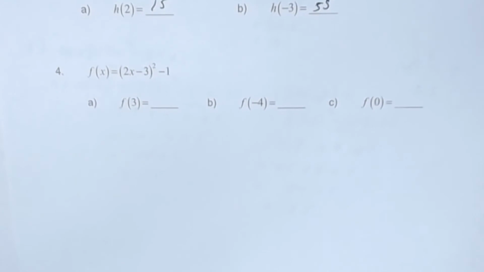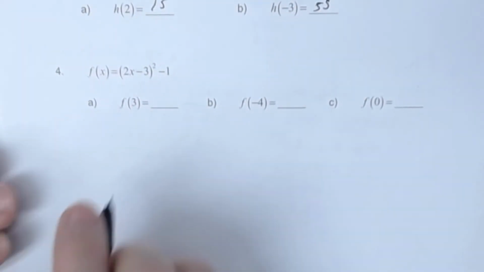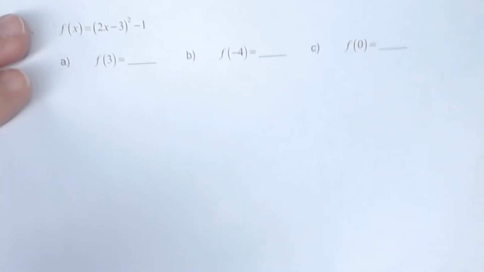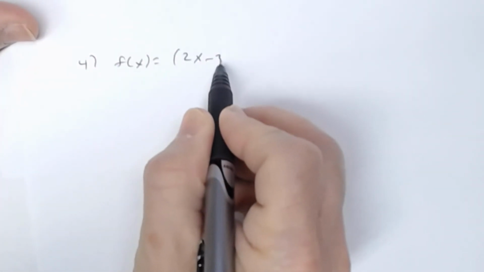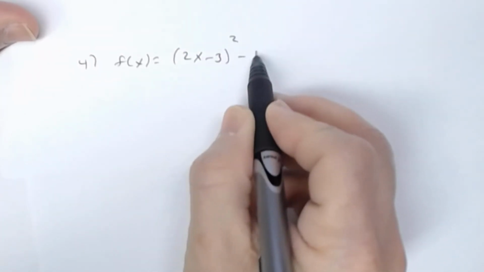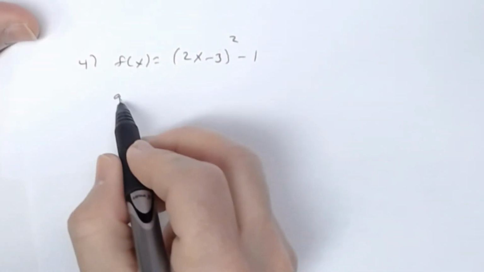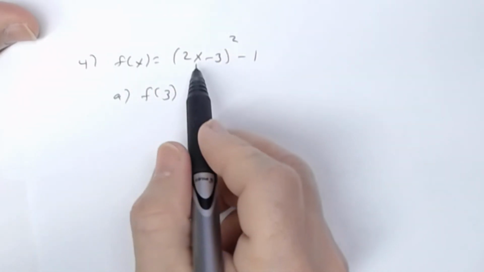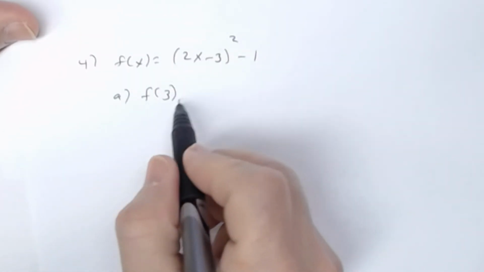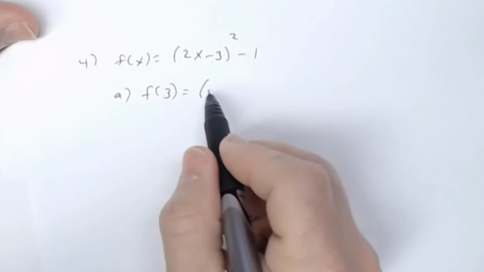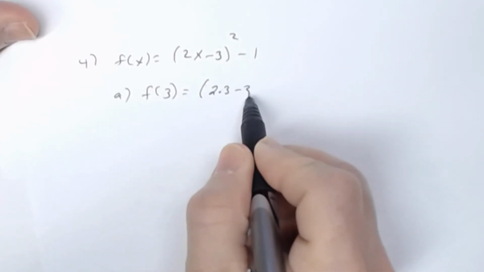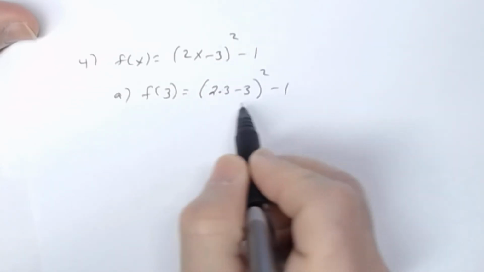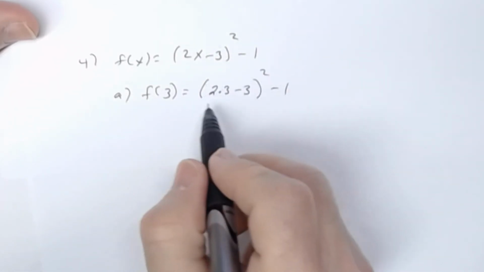All right, so in number 4, we have this function, f of x, and so I'm going to do that here. So we have f of x is 2x minus 3 in parentheses squared minus 1. And so in part A, you have f of 3. So again, where we see the variable x, you can substitute 3. So go ahead and do the work. So it looks like this. It's in parentheses 2 times 3 minus 3 squared minus 1. Now, we have this grouping symbol, so we got to do that first.